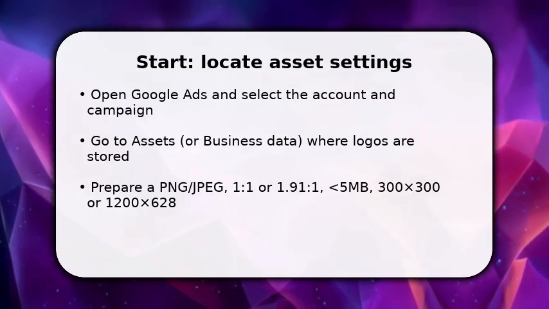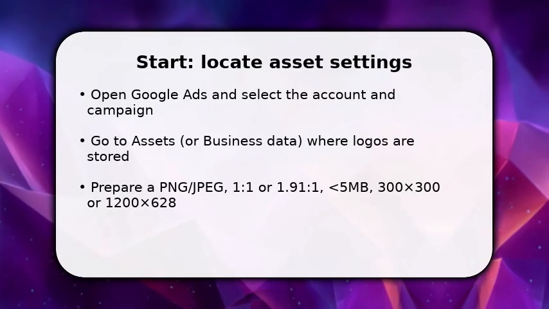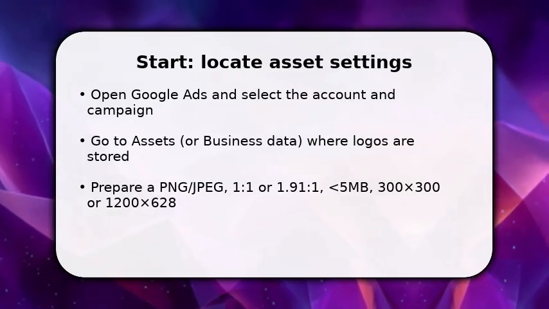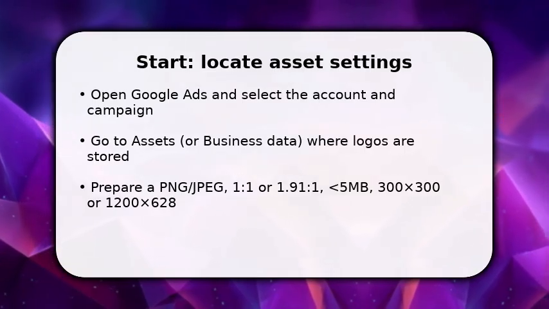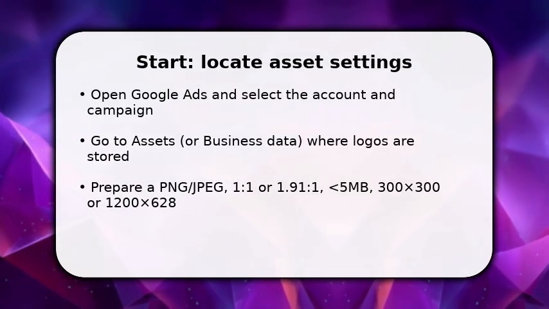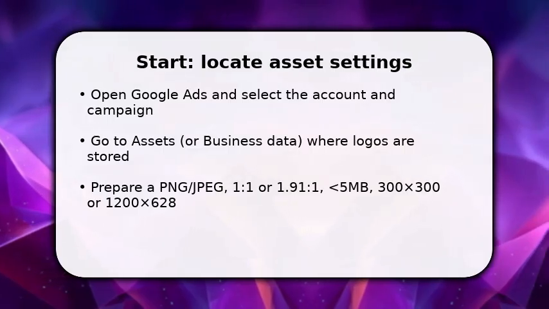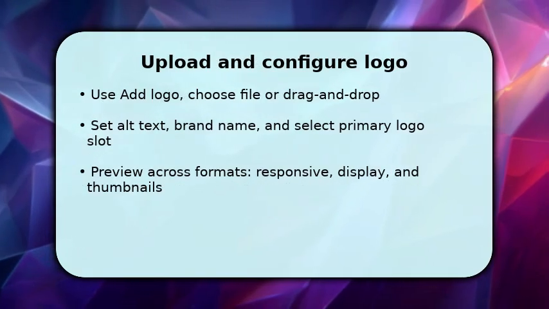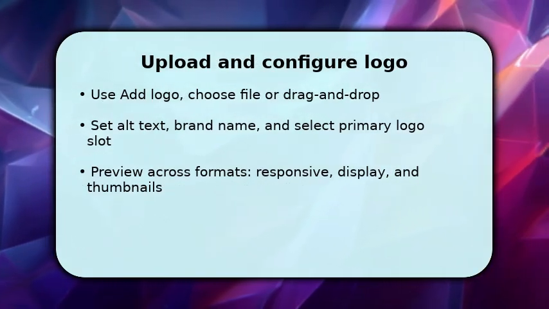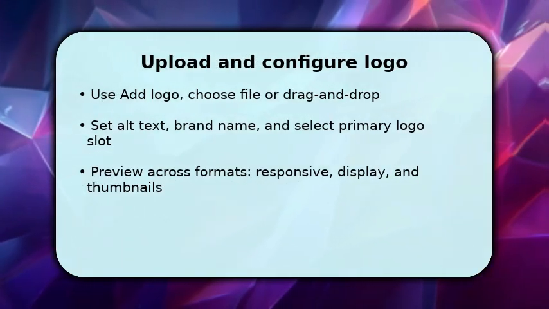Make sure your image meets ad specs: PNG or JPEG, recommended sizes like 300 x 300 or 1200 x 628, and under 5 MB. Now click Add or Edit Logo to begin. This first step avoids header menus, and once in the asset editor, click Add Logo and upload your file or drag and drop it. That's the fastest path.